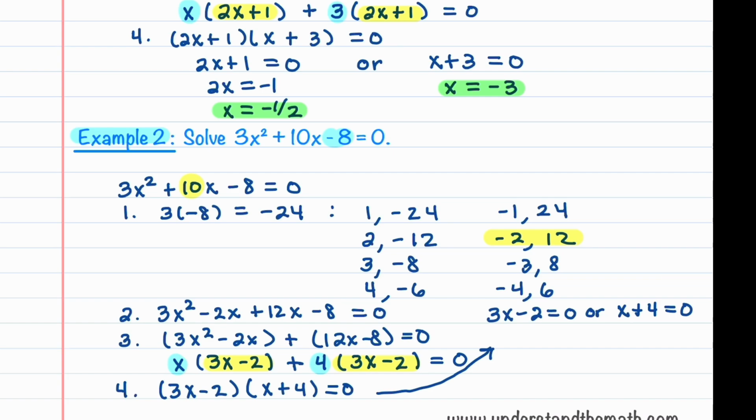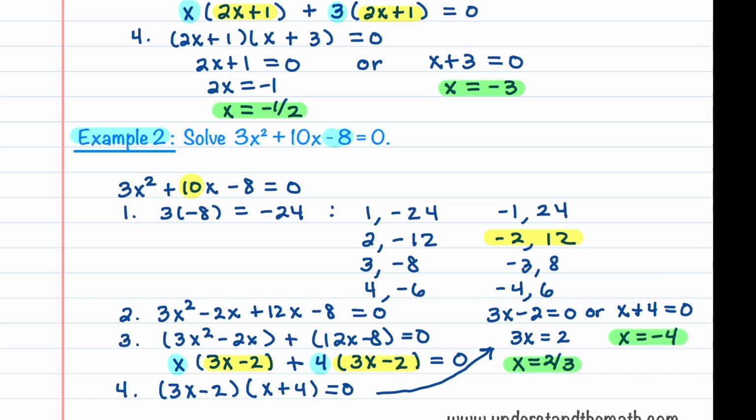I'm going to add 2 to both sides, so we get 3x is equal to 2. And then let's divide both sides by 3, and we get x is equal to 2/3. Now let's look at the one on the right. It's x plus 4 is 0, so I'm going to subtract 4 from both sides, and we get x is equal to minus 4. Our solution is then x is equal to 2/3, or x is equal to minus 4.